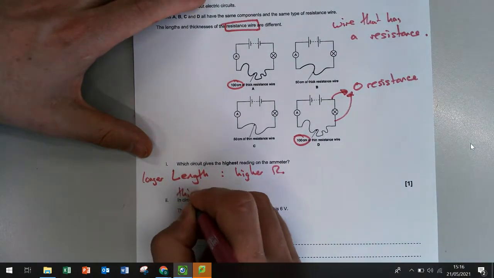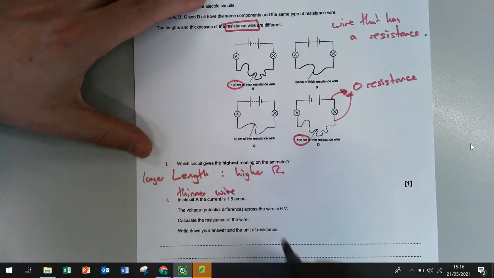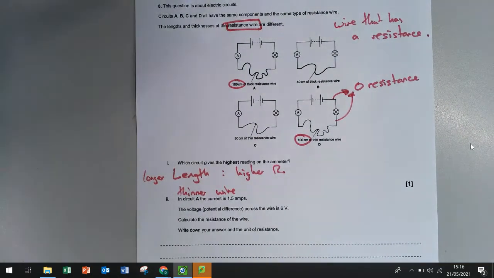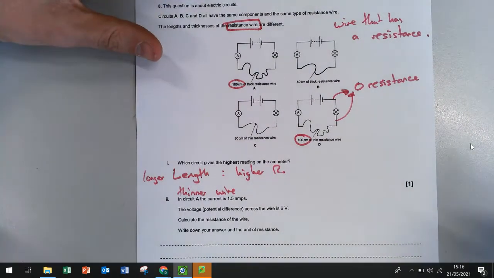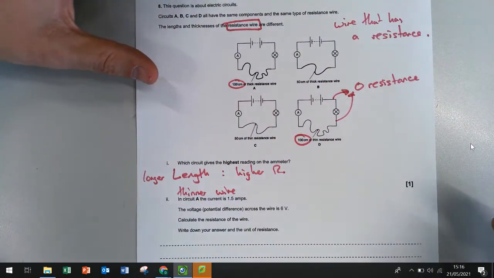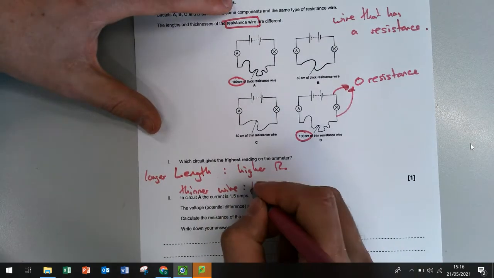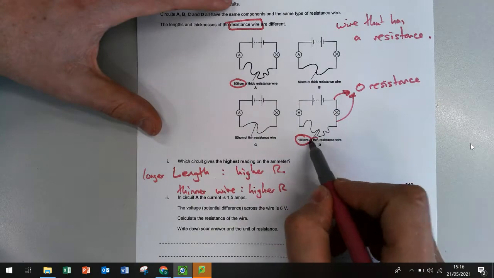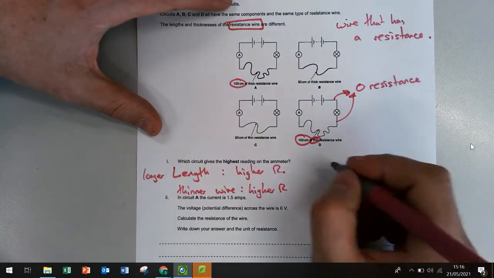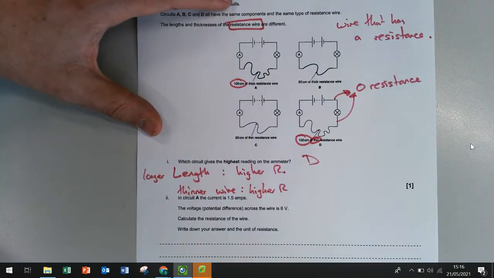The thinner the wire, the less space there is for the current to get through, which means there's going to be more collisions between the electrons and the ions, which means there's going to be a higher resistance. So it's in fact going to be the one that's got a thin resistance wire, so circuit D.